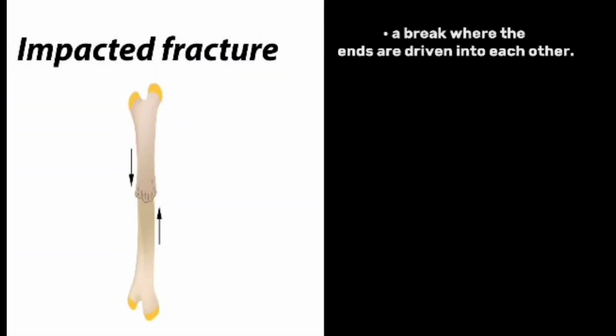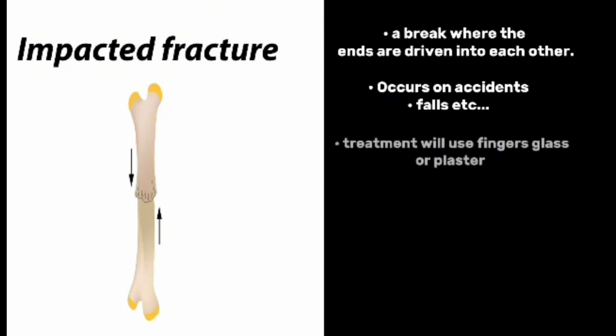Second one is an impacted fracture. An impacted fracture occurs when the broken ends of the bones are impacted or driven into each other. Here's an example of an impacted fracture, where one fragment of bone goes into another. This fracture happens in accidents or falls. The doctor will use a plaster or fiberglass cast to immobilize the broken bone for treatment.